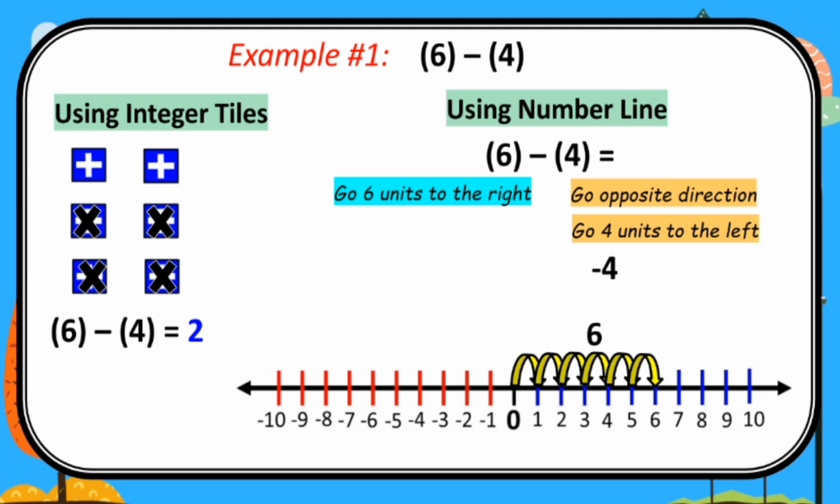So, mag-start tayo kung saan tayo nag-stop doon sa minuend. So, we have 1, 2, 3, and 4. So, ano ang katapat na integer? We have positive 2. Therefore, positive 6 minus positive 4 equals positive 2. Same answer with using integer tiles.